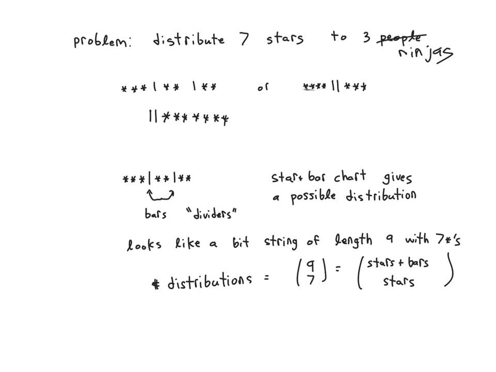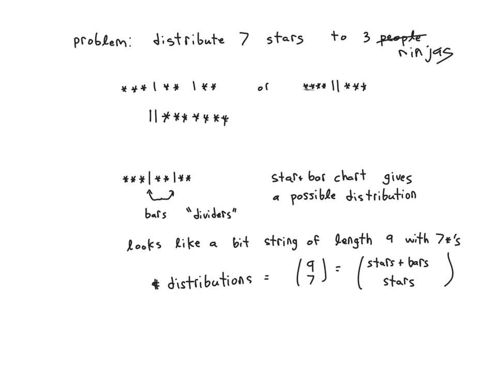Of course, in general, we want to replace 7 and 3 with any possible numbers. As I change the 7, this changes the number of stars. As I change the number of people, this changes the number of bars. So in general, the length of the bit string is the sum of the stars and the bars, and then the number of stars is how you choose which occurrences are stars and which occurrences are bars.